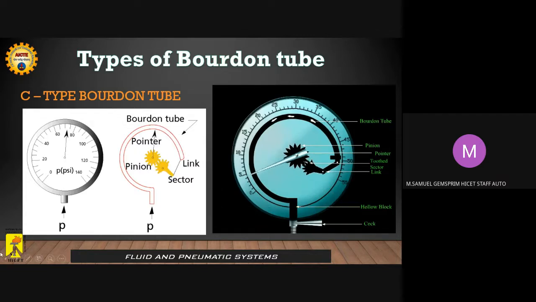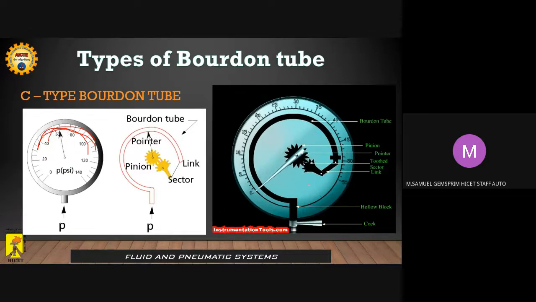which is shown in red color. When the air is getting filled via this path, obviously it is getting elongated, or the profile is getting varied. Because of this, the link along with the sector and pinion setup deviates from its original condition. This is sufficient to move the pointer again on a graduated scale. Okay, this is the graduated scale. Thereby, very easily we can measure the pressure in a gauge.